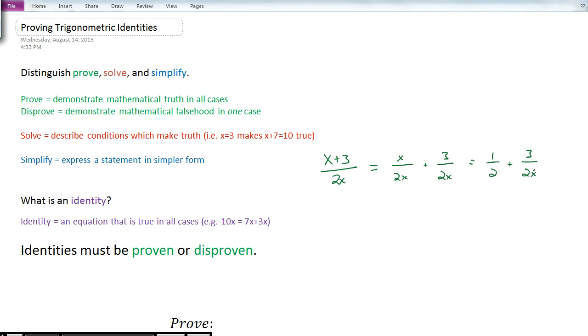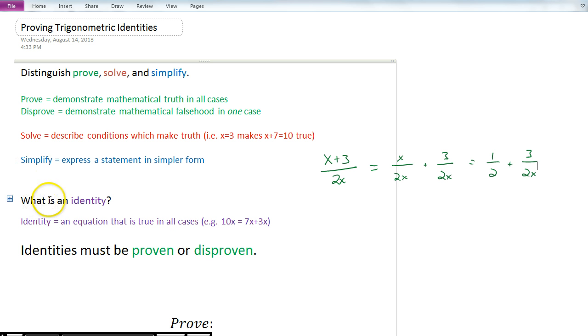Now the difficulty with simplification is that sometimes the final statement doesn't look simpler than the first statement. I would say that maybe this one's simpler than the first statement. But simplify sometimes means just change, rearrange, re-express in a different way. But to distinguish it from solve and prove, you're basically working with a statement that doesn't have a verb in it, and you're just trying to re-express it in simpler or sometimes just different form that's not always simpler.